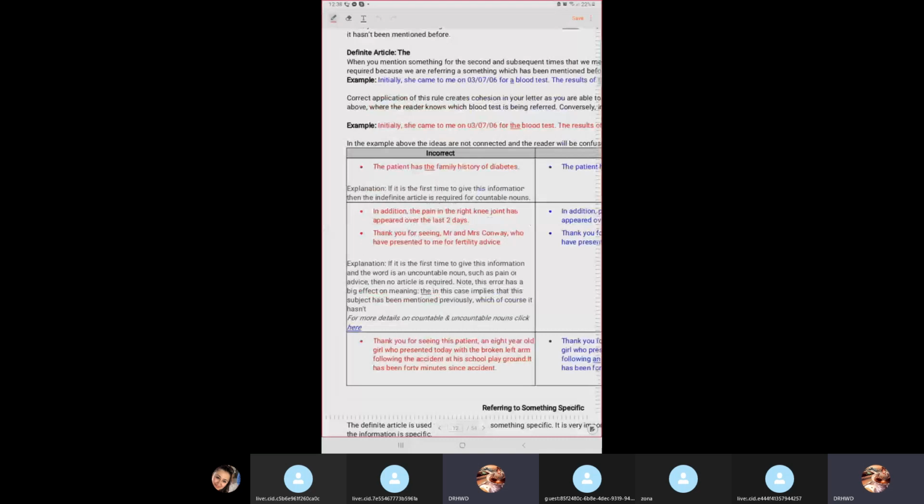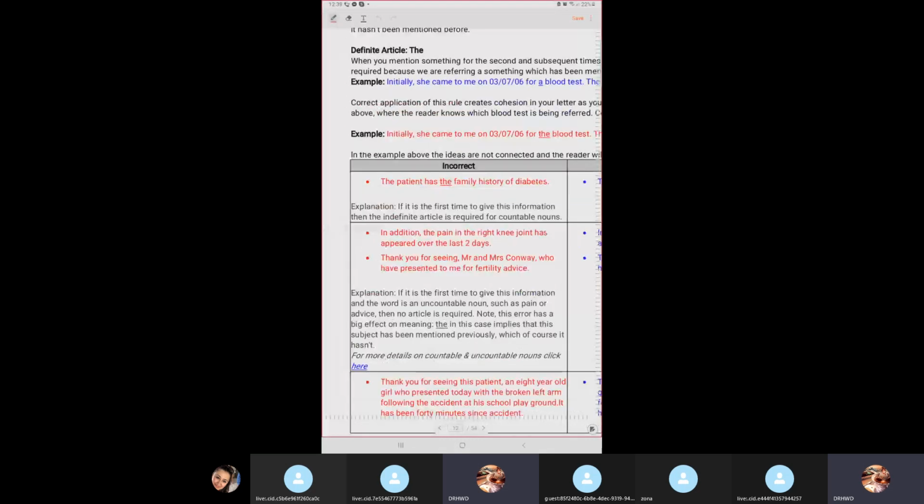Thank you for seeing this patient, an 8-year-old girl who presented today with a broken left arm. Unless you are sure you examined the patient and found the findings, how would you be so sure it's the broken left arm? It's obvious you haven't examined that. So, according to the rule, when you mention something for the first time, use "a" instead of "the", because it's non-specific at that time. If you mention something for the first time in your letter, you would be using "a" for non-specificity instead of saying "the".